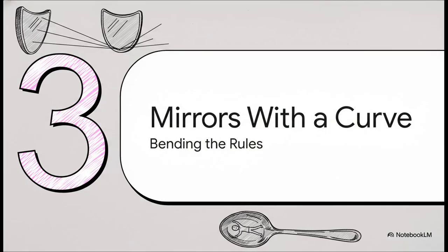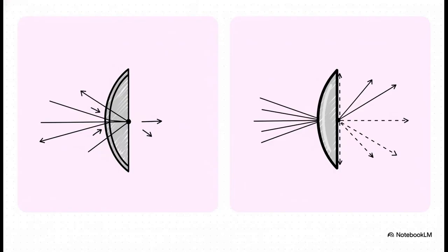Okay, flat mirrors? Check. We've got those down. But what happens when we start to curve the mirror? Well, this is where things get really fun. And it brings us right back to our original mystery, the spoon. So there are really two main ways to curve a mirror. Concave mirrors curve inward, like you're looking into a cave. That's the inside of the spoon. Convex mirrors bulge outward, or they flex out.